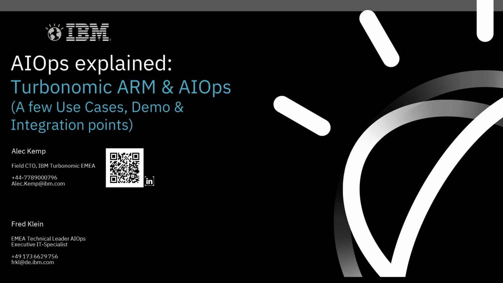Thank you, Alec. And with that, let's dive into AIOps. Why do we have the Cloud Pak for Watson AIOps? Why do we need it? And why is it a good idea to combine it with observability via Instana, as well as Application Resource Management, as we've seen from Alec in the ARM tool from Turbonomic?